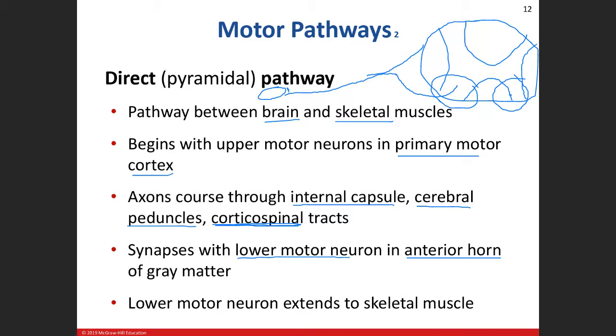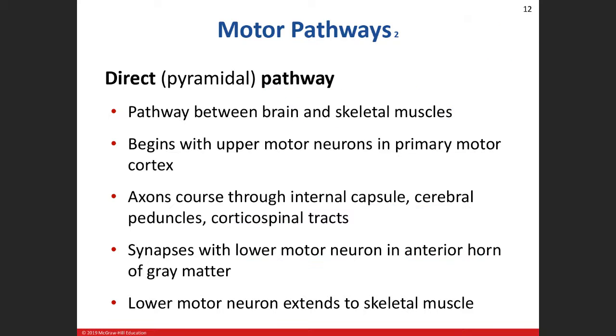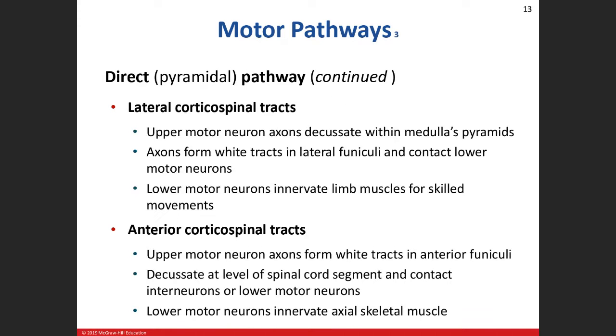All right, so that's the direct pathway. Somewhat easy, right? You massaging your brain? I know, me too. So again, we're starting off in the cerebral cortex, the primary motor cortex. We're going to go all the way down into the spinal cord and synapse on the lower motor neuron. The lower motor neuron is going to exit out of the spinal cord and synapse onto the skeletal muscle, therefore exciting it. Okay?